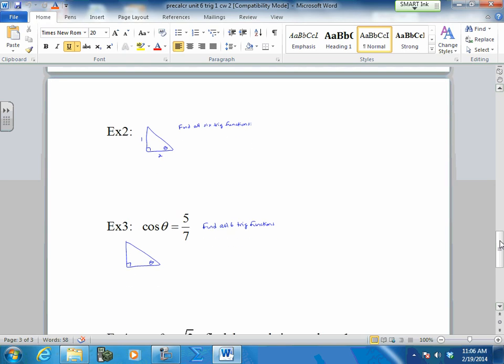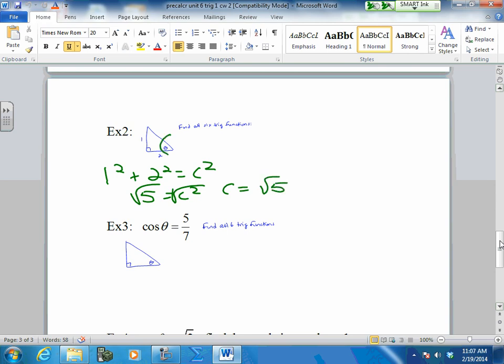Example 2. I have a triangle, and I need to find all 6 trig functions. What am I missing here? The radius. In this case, it's not on a circle, so it's just the hypotenuse, right? How do I find this? Pythagorean theorem. 1 squared plus 2 squared equals c squared. 1 plus 4 is 5. So what is c equal to? Good. You make sure you leave it radical 5.